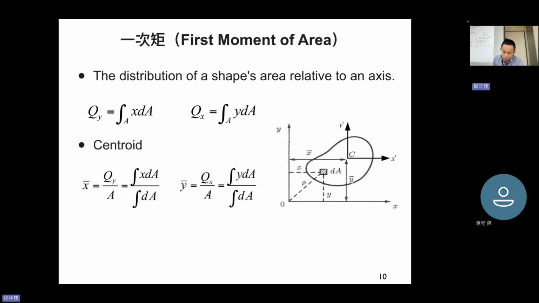Right. So you can see x bar and y bar. Okay, means the average distance to the y-axis of this shape. So it's the integration of x dA divided by the integration of dA. The integration of dA means total area. Okay, so this is x bar, and y bar is similar. Okay, so I guess you can understand this.